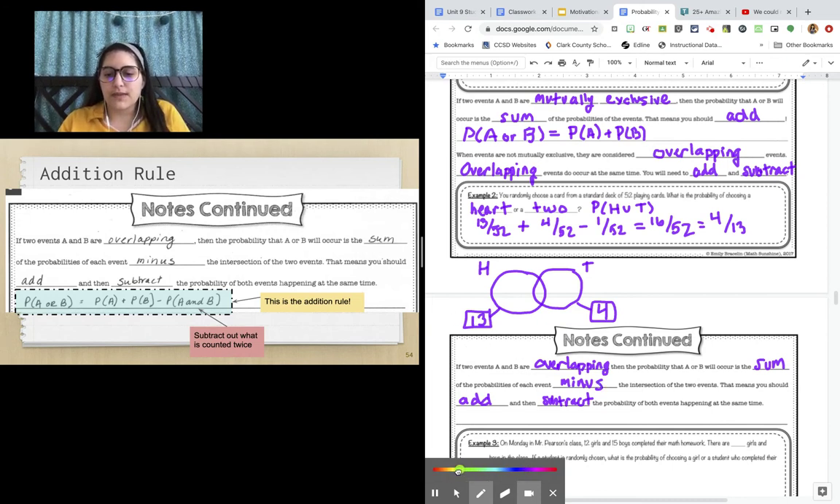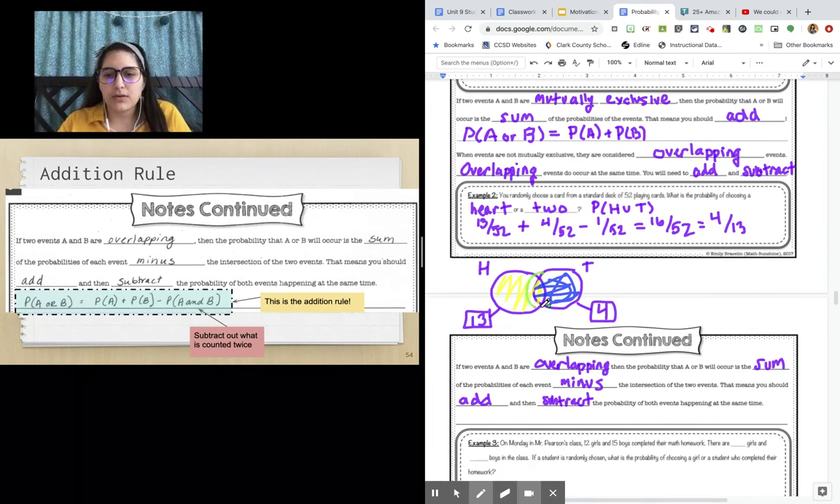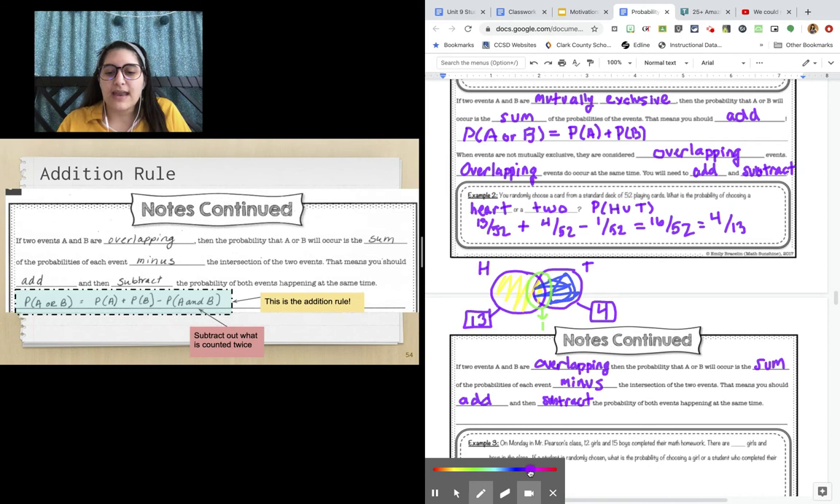Okay. So the hearts, if I'm saying the total hearts, would be all of this, this whole circle. Okay. And then the total for the twos would be this whole circle right here. So you can see that where they meet in the middle, right here, is counted twice. It's counted once here in the 13 for the yellow, and it's counted once here in the 4 for the blue. So I have to subtract one of those out so that it's not double counted. Okay. All right. So that is the actual addition rule.